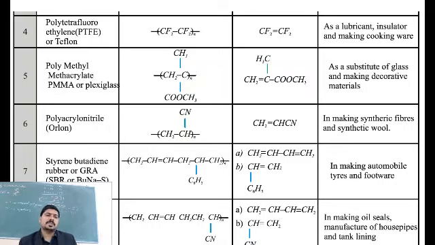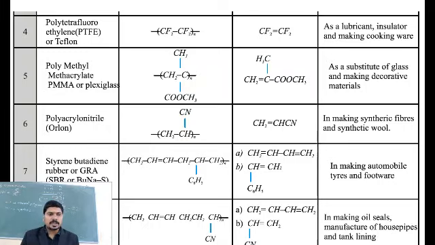Polyacrylonitrile, which is nothing but Orlon, is also called polyvinyl cyanide. It is also made by addition polymerization, and it is used for making synthetic fibres and synthetic wool. These are all the names we are supposed to memorize. Which of the following is a synthetic wool? It is Orlon or polyacrylonitrile, which we call PAN.